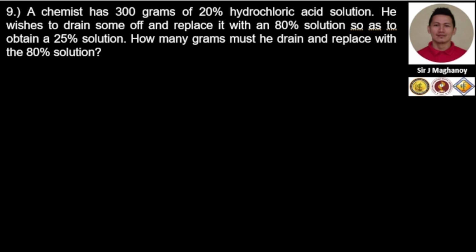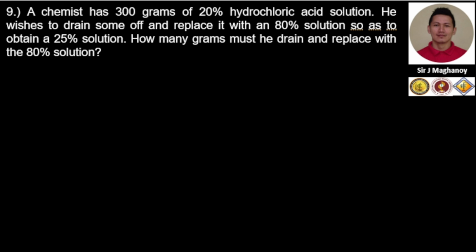Example number 9. A chemist has 300 grams of 20% hydrochloric acid solution. He wishes to drain some off and replace it with an 80% solution so as to obtain a 25% solution. How many grams must he drain and replace with the 80% solution? So this problem number 9 has a similarity with our previous example, example number 8 to be specific.